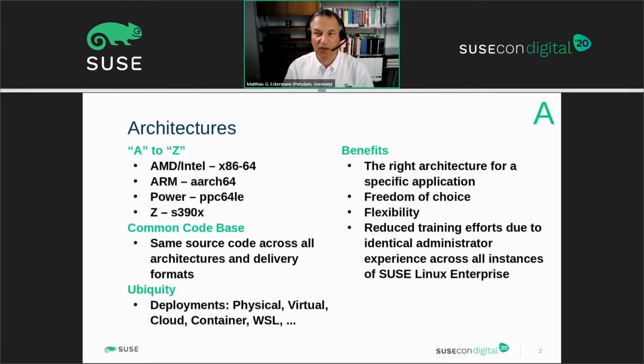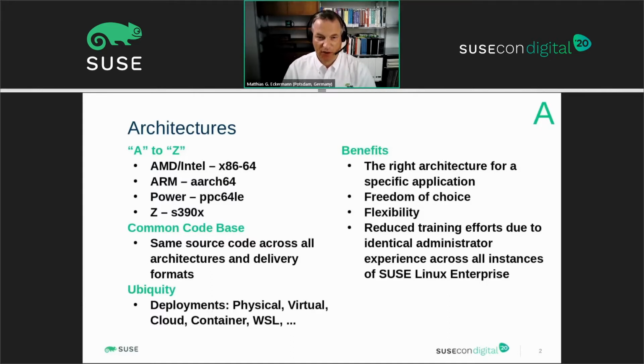We call this ubiquity. We have the same thing everywhere in the same form, with the same usability, with the same tools, with the same binaries and the same binary formats. This means we do this on physical on-prem. We do this in virtual environments, on clouds, in containers, or on the Windows subsystem for Linux, which also is kind of a container. The benefit of this is that we deliver the right architecture for each specific application that you want to use, that you want to run.